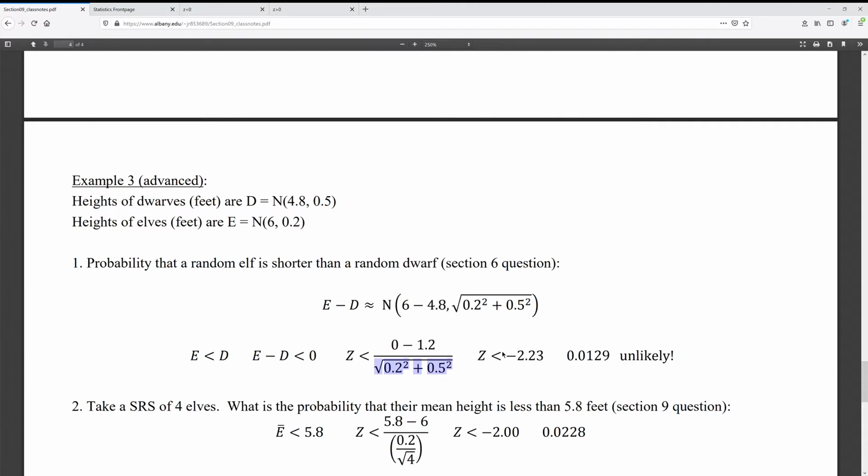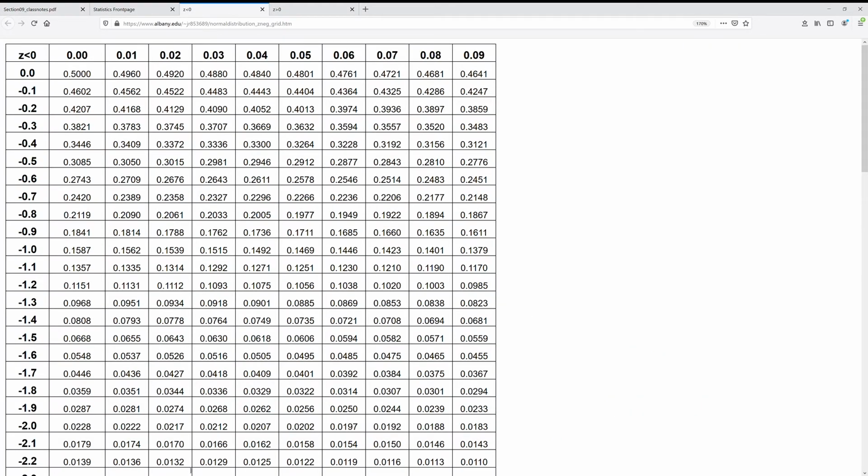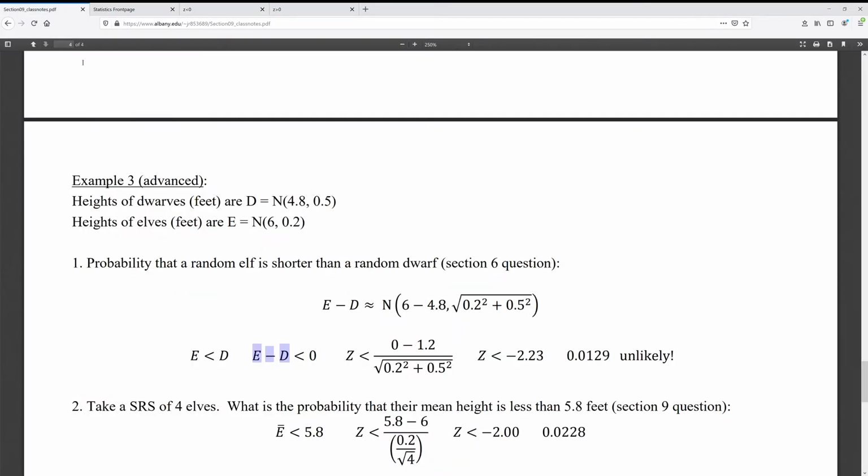So negative 2.23. We're comparing to the number that happens to be 0. We subtract the mean, and we divide by the standard deviation of the guy in question. We get negative 2.23, and it is unlikely in the extreme, 0.129. So it is unlikely in the extreme that the elf you pick is shorter than the dwarf you pick. And everything seems to track.